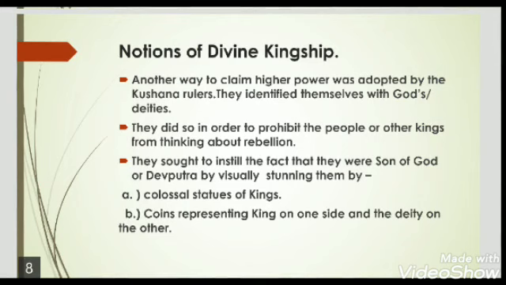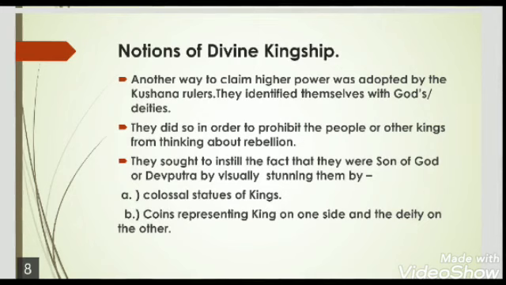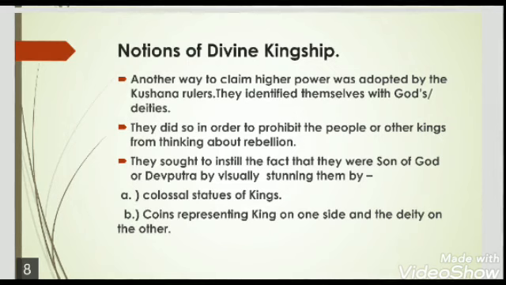So this visual representation was done by these Kushanas, who built colossal statues, or very huge statues, of their own king. When it came to the coins in circulation, they minted the coin in such a way that one side had the pictorial representation of the king, the Kushana ruler, and the other side had the picturization of a god. So it was like equating a god or a deity with a king.